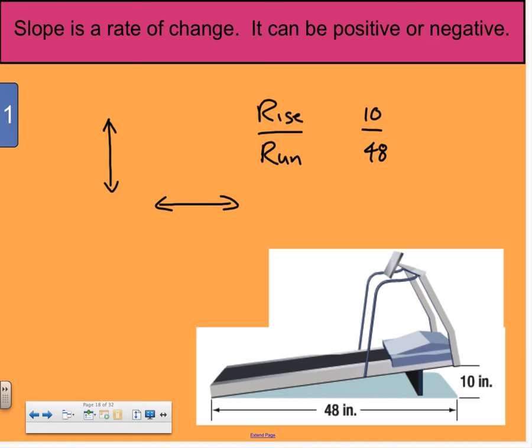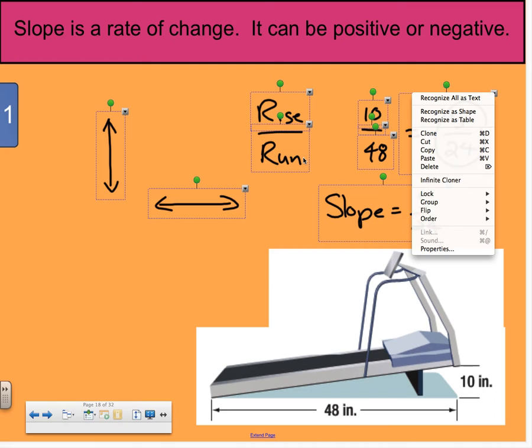What is one thing that I can do here, though? I can simplify. Very good. Bianca, what is the simplified version of this going to be? Very good. I can divide those both by 2 and end up with 5 over 24. So my slope in this situation is 5 over 24. Are there any questions? Okay, remember, it's very, very similar to finding a constant rate of change. The change in y over the change in x. Let's do one more.